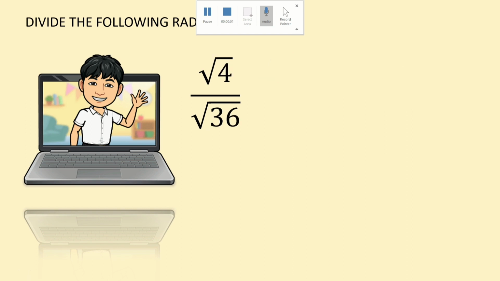Okay, let's try example number 3. Let's say we're going to divide square root of 4 all over square root of 36. We know that 4 and 36 are perfect squares, so that means there is a root. So the square root of 4 is 2, and the square root of 36 is 6. So our answer here is 2 all over 6, or that is simply 1 all over 3.